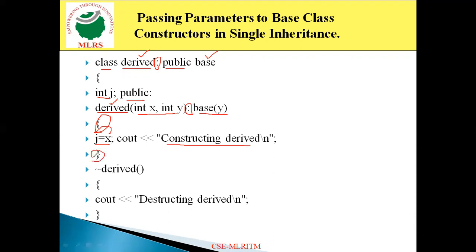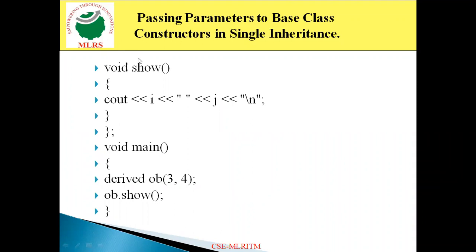Then close the constructor. Then again define the destructor. So here the destructor displays destructing derived. Whenever the destructor is invoked, it automatically displays destructing derived. Then close the function, then close the class. Thereby the class terminates. Then come to the next one. Here in the class itself, we specify one more function, that is show. So void show, which is meant to display the i value and j value. Then close the show function, then close the class, thereby the class terminates.